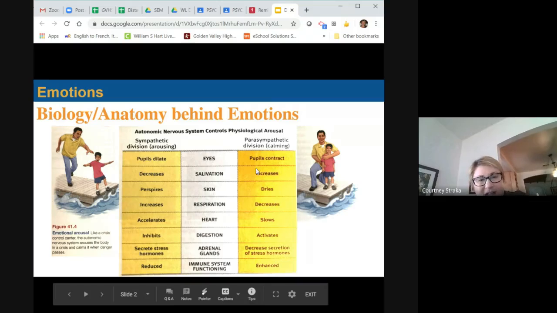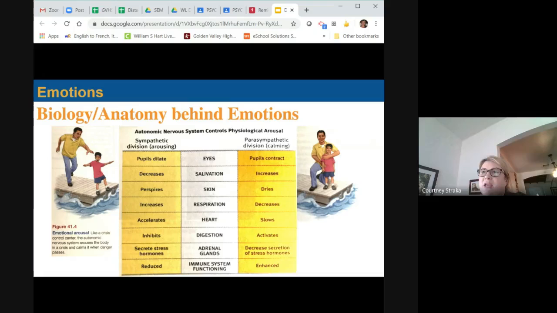On the other side, the parasympathetic division, we've got the opposite. This is when the body starts to calm down and step that arousal down. So instead of your pupils dilating, they're now contracting. Your salivation increases, your skin dries up. It's not that it gets dry, but you're not sweating like you were in the sympathetic division. Respiration decreases, meaning you're breathing more calmly, more regularly, not as deeply. Your heart rate slows, digestion starts.